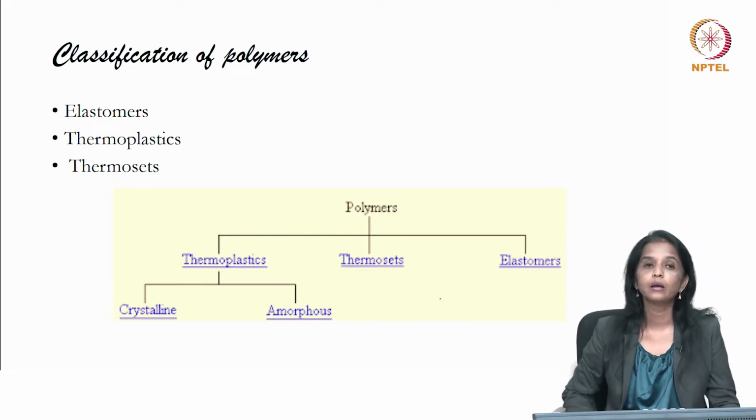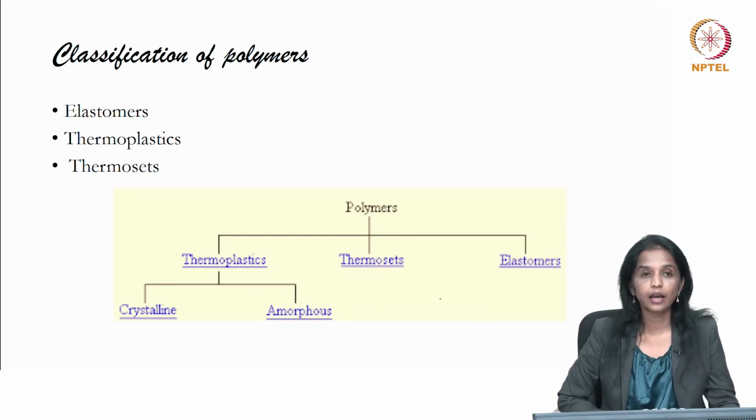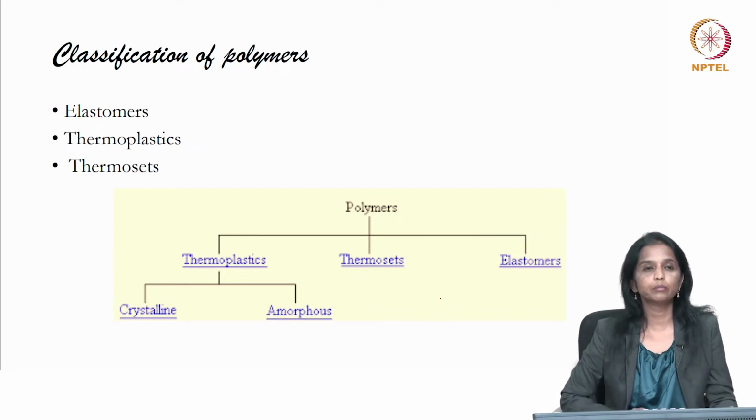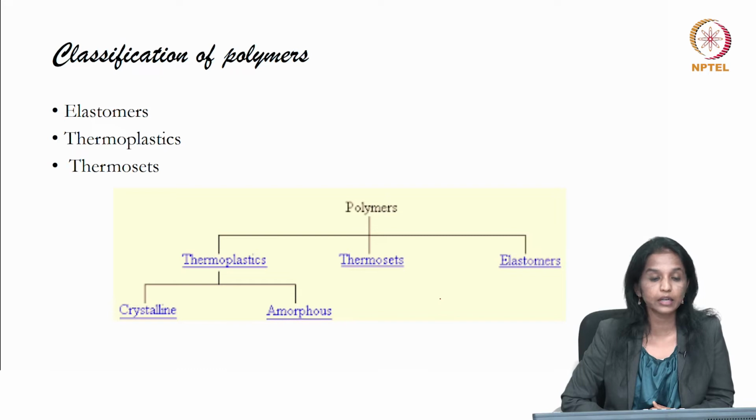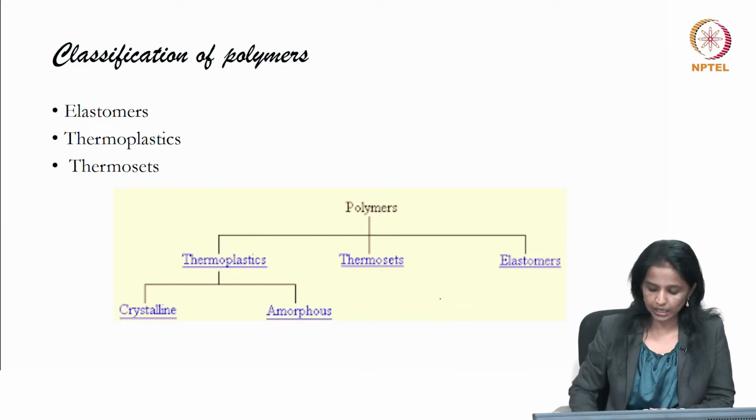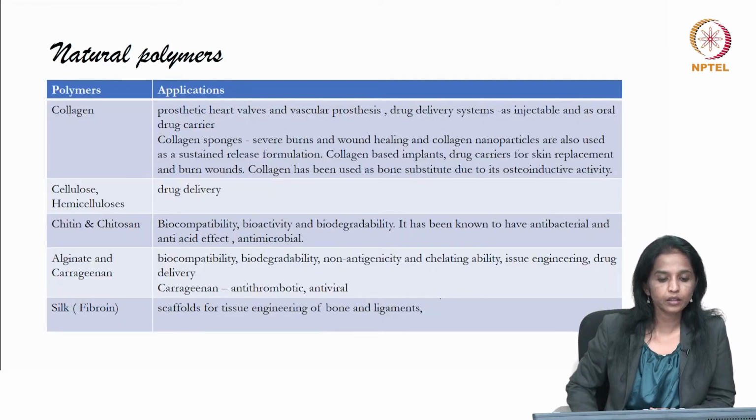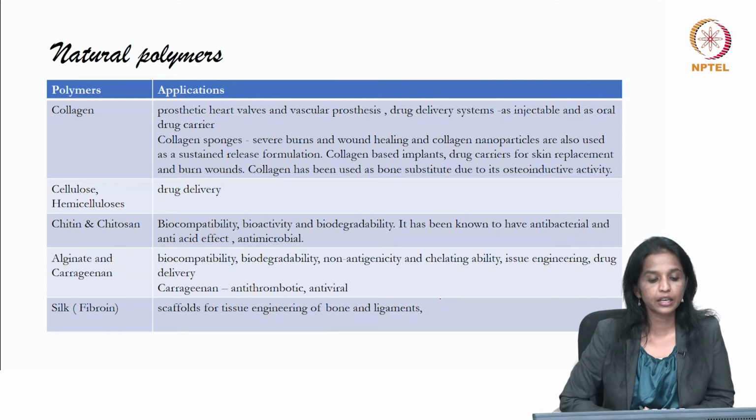Further, there is another method to classify polymers. Again, these are based on the characteristics of polymers or the basic properties of polymers. It is actually divided into three. The first one is elastomer, then we have thermoplastics and thermoset polymers. Then further, the first thing which we would be doing today is the natural polymers.